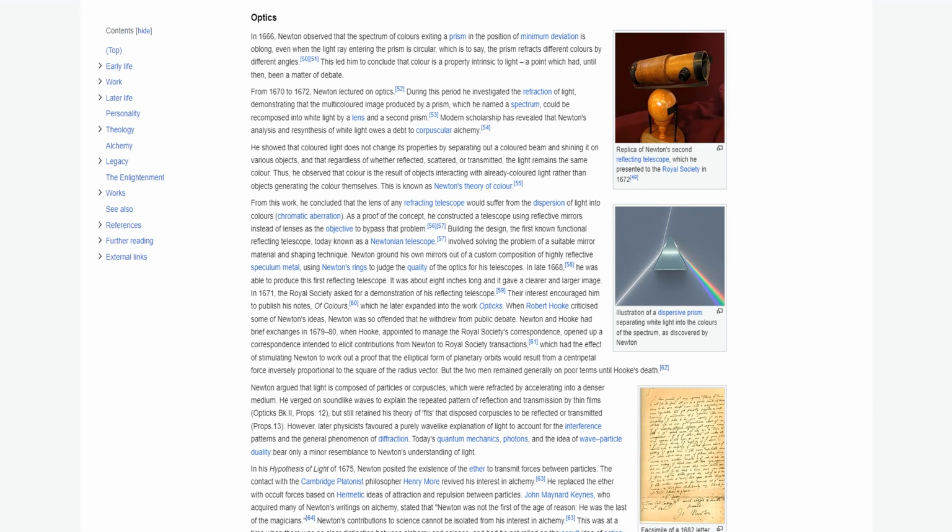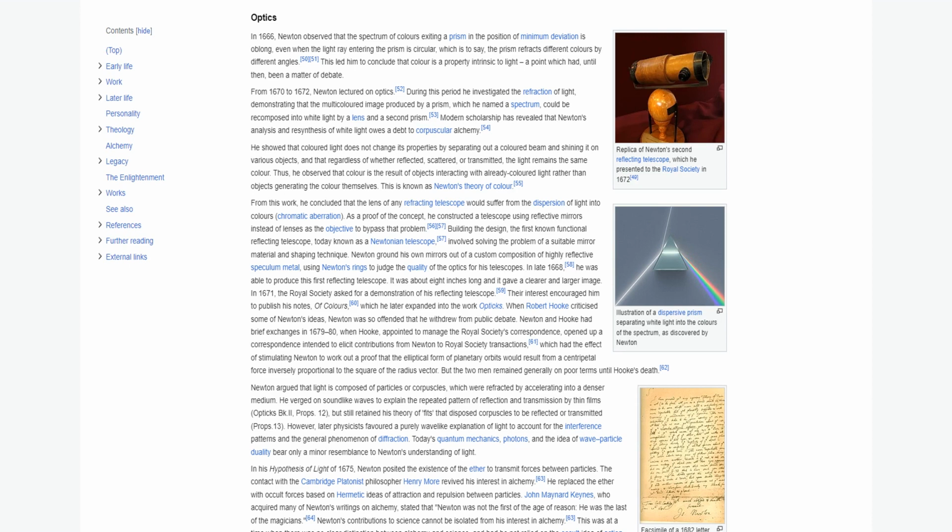In his hypothesis of light of 1675, Newton posited the existence of the ether to transmit forces between particles. The contact with the Cambridge Platonist philosopher Henry More revived his interest in alchemy. He replaced the ether with occult forces based on Hermetic ideas of attraction and repulsion between particles. John Maynard Keynes, who acquired many of Newton's writings on alchemy, stated that Newton was not the first of the age of reason, he was the last of the magicians.